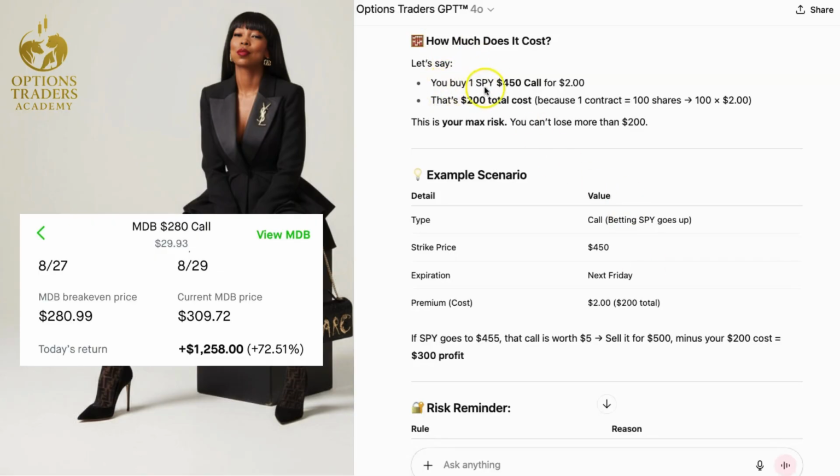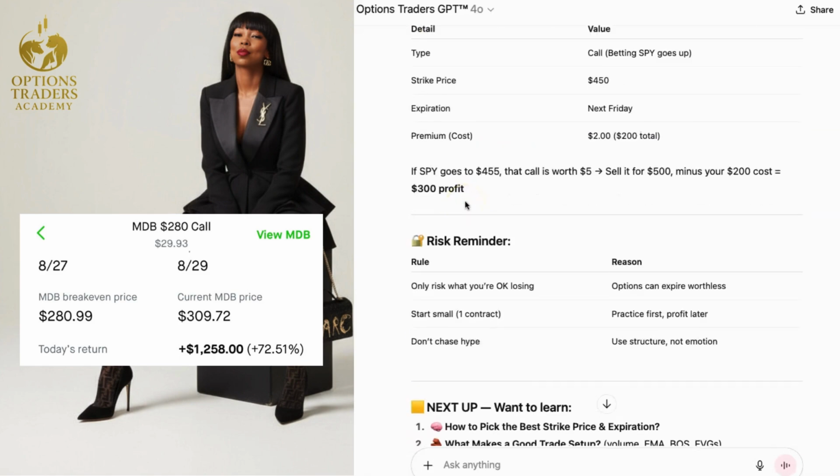Now, how much does it cost? So let's say you buy a SPY call contract for $2. Not $2, but it looks like $2, but it's $200, because that's $200 total cost, because one contract, remember, is 100 shares. All right. So this is your max risk. You can't lose more than $200.